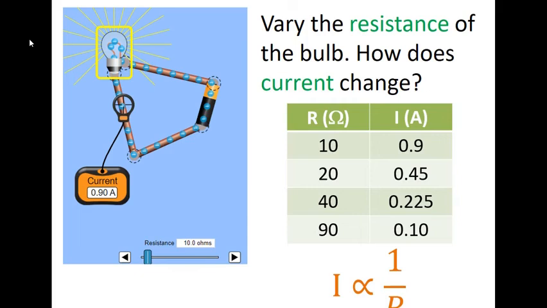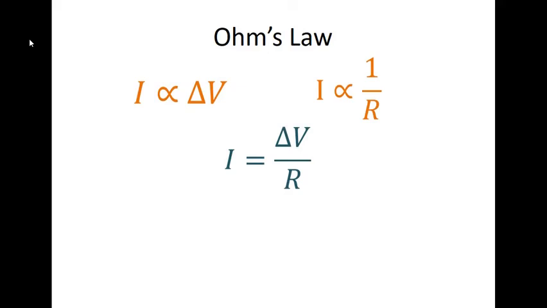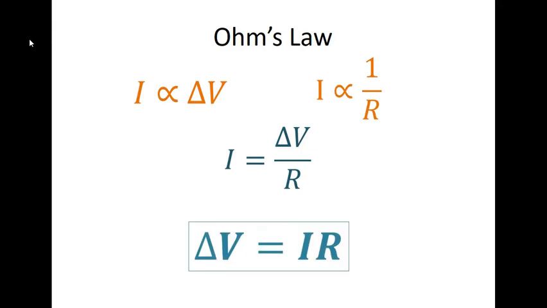These two relationships are put together in what we call Ohm's Law. Ohm's Law basically combines these two ideas and pulls them into one equation that allows us to do some calculations. So it says, if current is proportional to voltage and it's proportional to 1 over resistance, then current is voltage divided by resistance, and it writes it as this fraction. So I equals delta V, the change in voltage, over R. A lot of times we'd rather have it as an equation without a fraction. So we can solve this for delta V: multiply both sides of our equation by R, and we get that the change in voltage is equal to the current multiplied by the resistance.